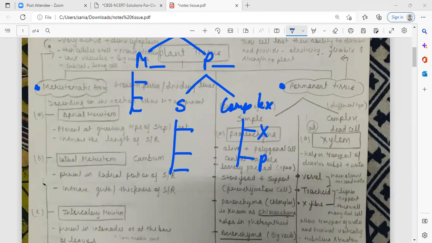Okay. Now we'll start with this. You will write a few things about this. Cells of meristematic tissues are very active. They have dense cytoplasm, thin cellulose wall, and prominent nuclei. They have few vacuoles. These are the features of meristematic tissues.